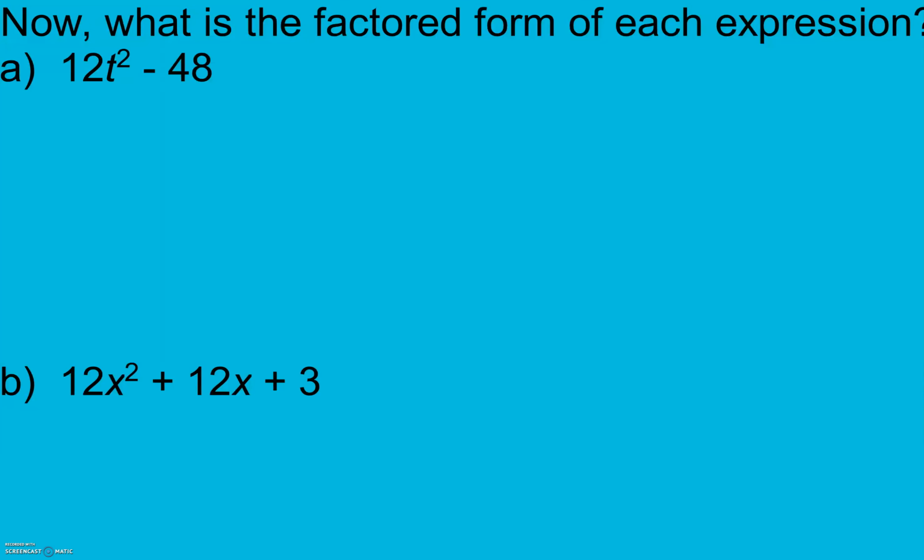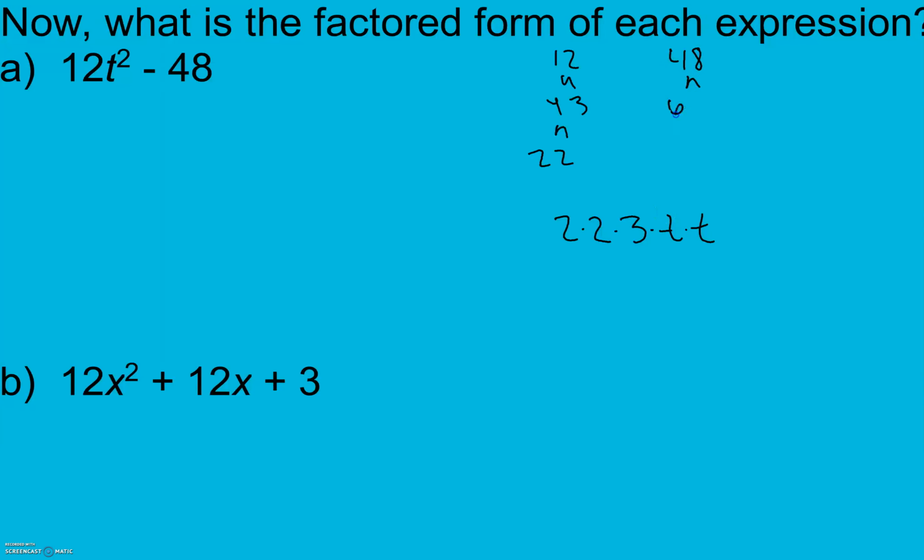Now, feel free to pause here and give this a try if you'd like. What is the factored form of each expression? Again, our first step when we factor is to factor out what's common. So, 12 is 4 times 3 and 2 times 2. So here I have 2 times 2 times 3 times t times t.